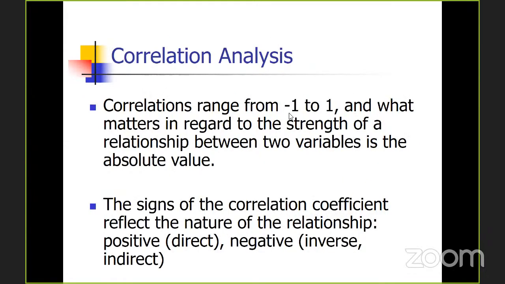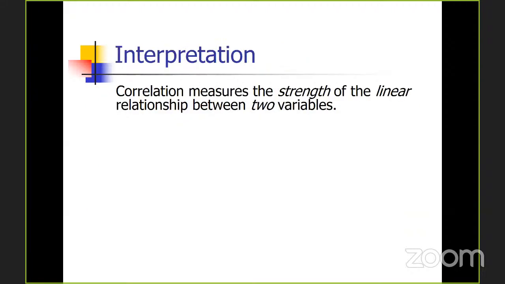As you know, correlations vary from -1 to 1. 0 means that there's literally no association. 1 and -1 mean that there are strong relationships. The sign of the correlation reflects the nature of it. If it's a positive correlation, it means that as one thing goes up, the other thing goes up. And if it's negative, as one thing goes up, the other thing goes down.